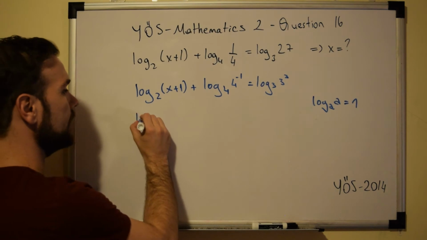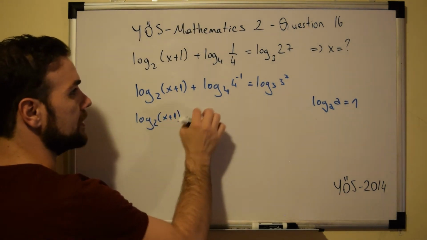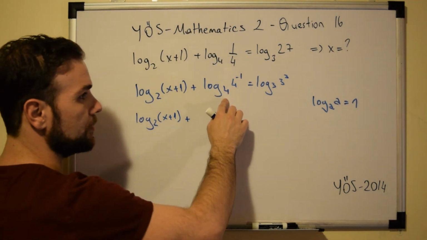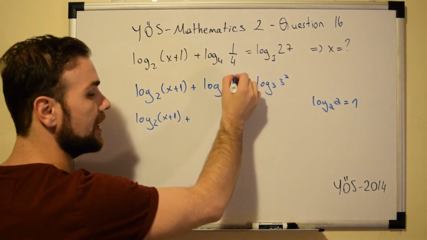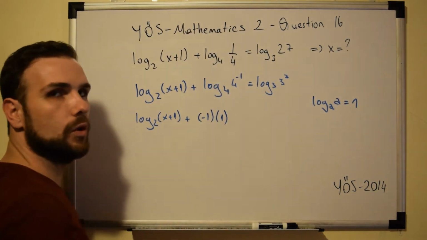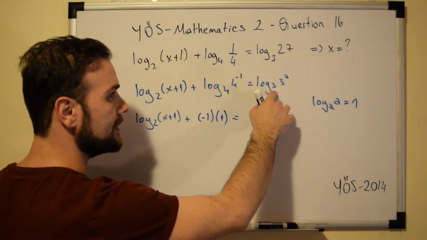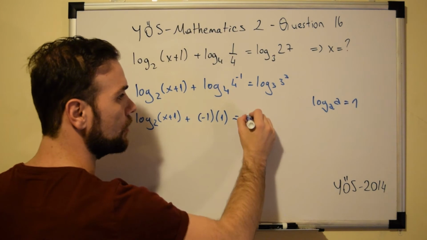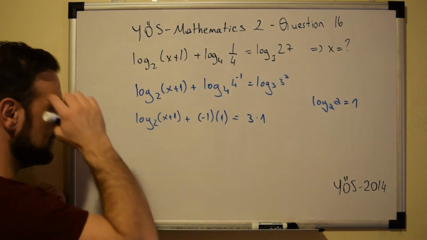So we have logarithm of x plus 1 to base 2 plus logarithm of 4 to base 4 is equal to 1, and the power of 4 here, which is minus 1, comes to the front, which is minus 1 times 1. And the logic is the same. Logarithm of 3 to base 3, it's 1, and the exponent goes in front, so we have 3 times 1. Now everything becomes very easy.